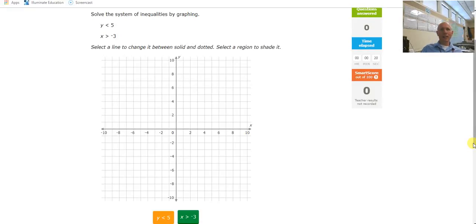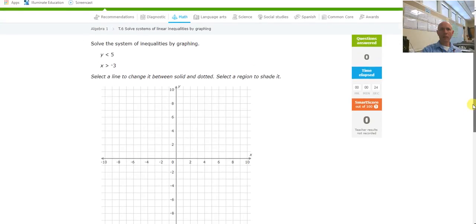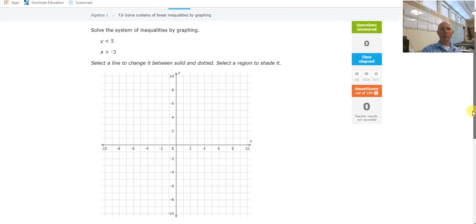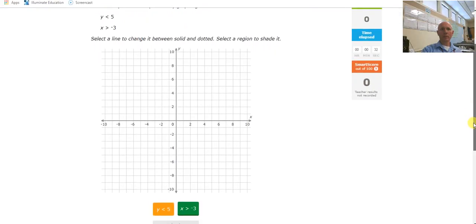Okay, IXL. What's this one about? Graphing systems of linear inequalities. Solve systems of linear inequalities by graphing. All right. So I have these two equations here.